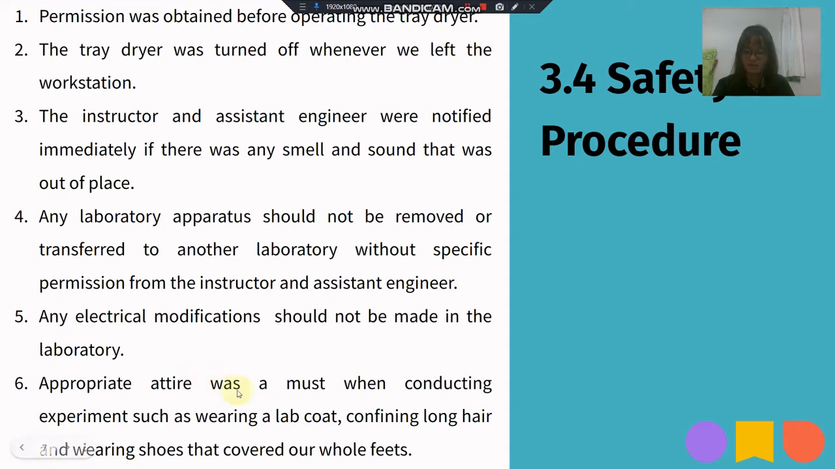Appropriate attire was a must when conducting the experiment, such as wearing a lab coat, confining long hair, and wearing shoes that cover our whole feet. So that's all for the methodology.